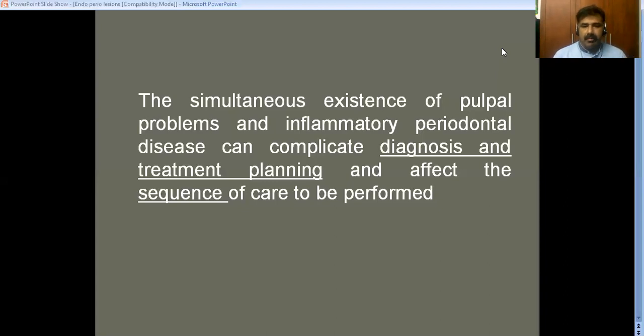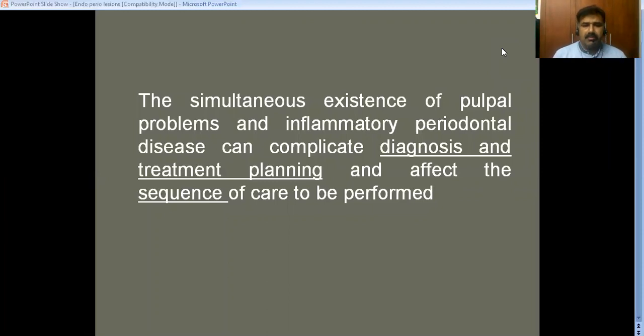Similarly, this can happen the exact opposite. You have an endodontic problem. For that, you do a flap surgery. But again, the patient comes back to you with the same problem, that is the same swelling. So this is something that you see commonly in your practice.